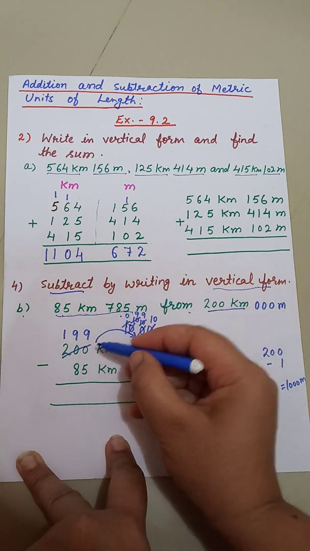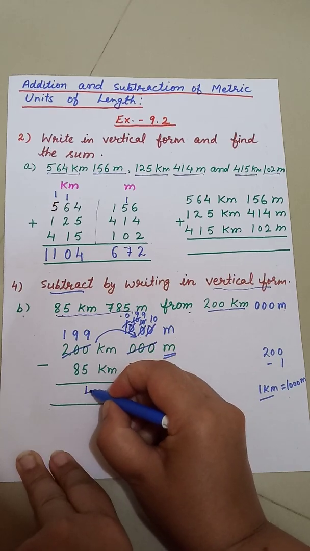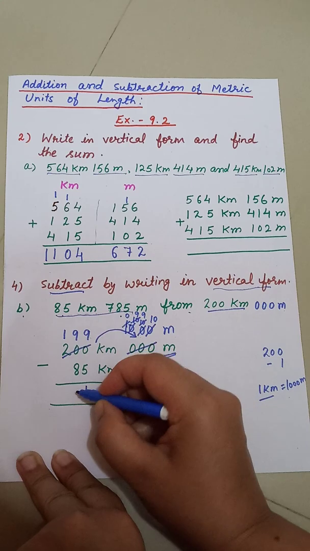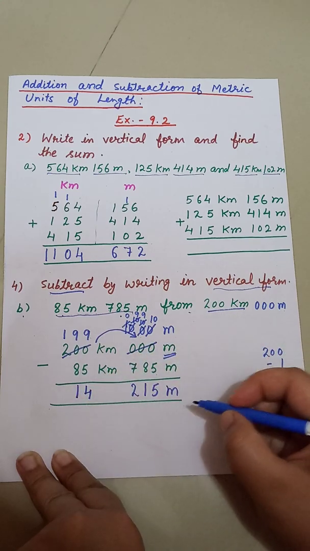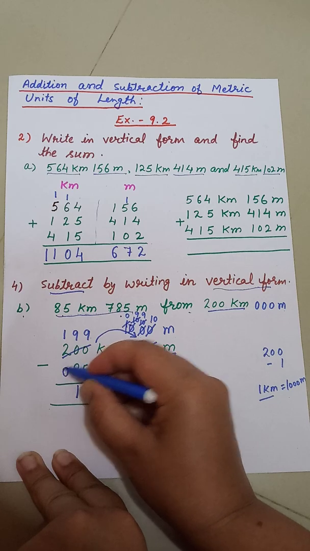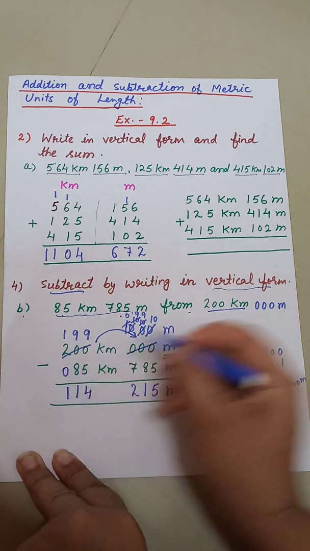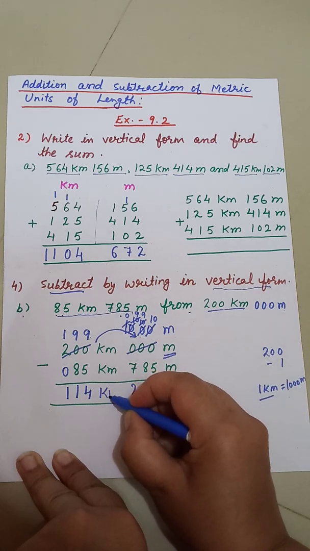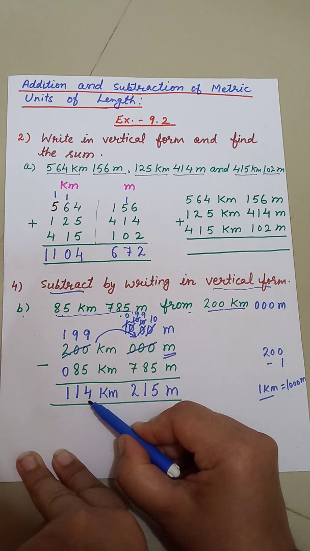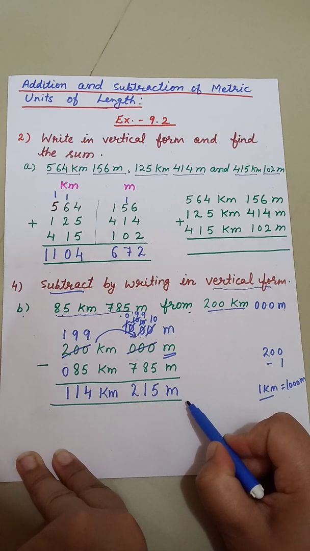Now come this side. 9 minus 5 is 4. 9 minus 8 is 1. And this is 1 minus 0. There is nothing, that means 0. 1 minus 0 is 1. So this is kilometer. So your answer is 114 kilometer and 215 meter.